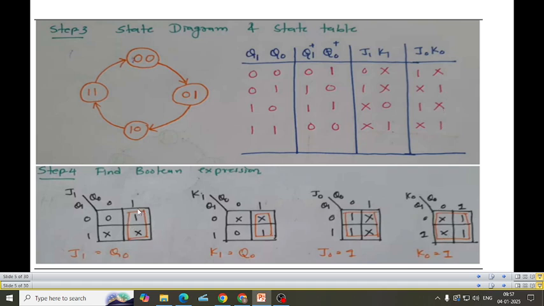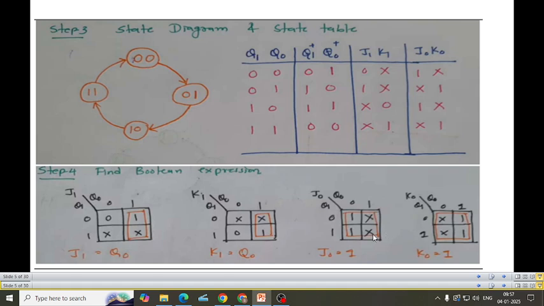Now let us start grouping. These two are neighbors, group them. What is common? Both belong to 1. 1 means Q0. So J1 is equal to Q0. Now come here. Group this 1 and don't care. Don't care here we will treat as 1. What is common for it? Q0. So J1 and K1 both are Q0.